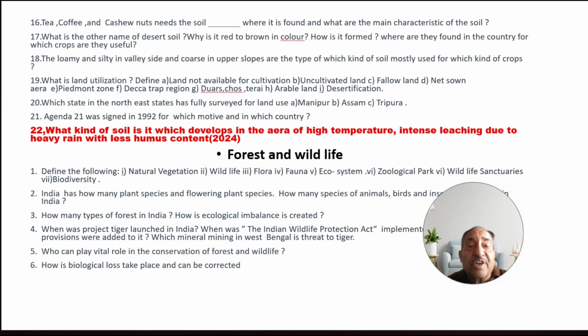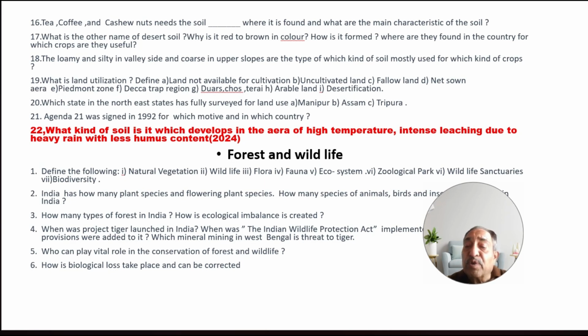What is land utilization? Define land available for cultivation, uncultivated land, fallow land, net sown area, predominant zone, Deccan trap region, doab, arable land, and desertification. Which state in the northeast states has fully surveyed the land? Manipur, Assam, or Tripura? Next, Agenda 21 was signed in 1992 for which motive and in which country?